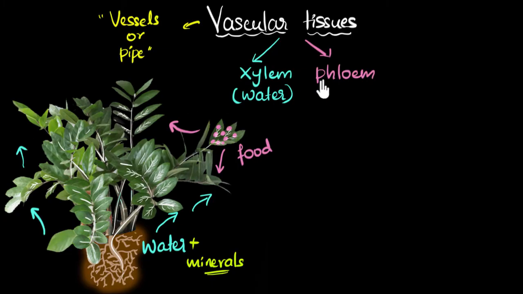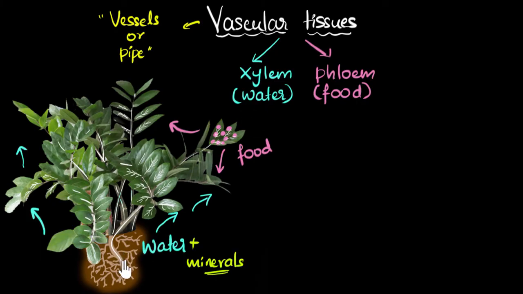And this one transports food, mostly sugars, but it can also transport other things like hormones, amino acids, and other stuff, but mostly food. And the way I like to remember this, I remember watching this in some YouTube video, is F for food and F for phloem. So food, phloem, F.